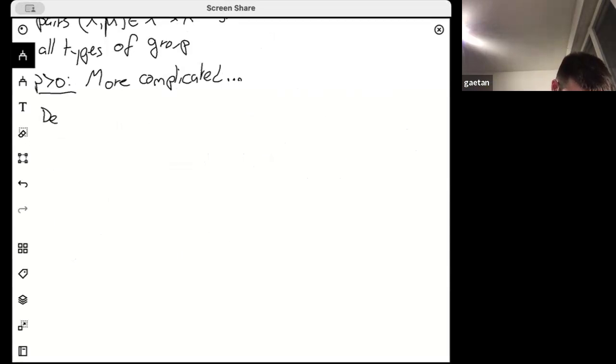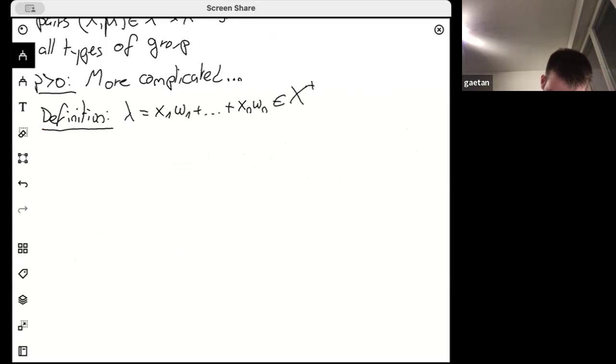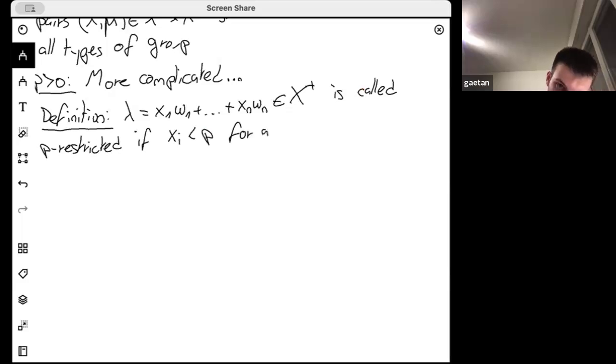So one more definition. If we take lambda, which I will express as a sum of fundamental dominant weights, we call lambda p-restricted if all the coefficients are strictly smaller than p.